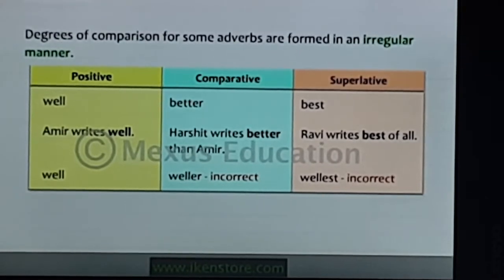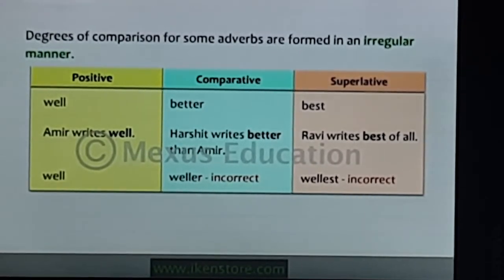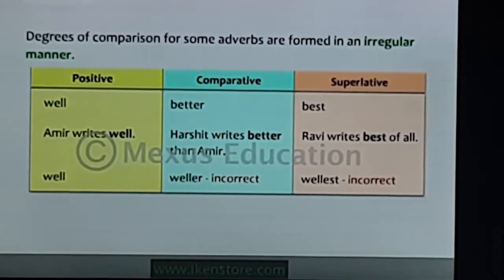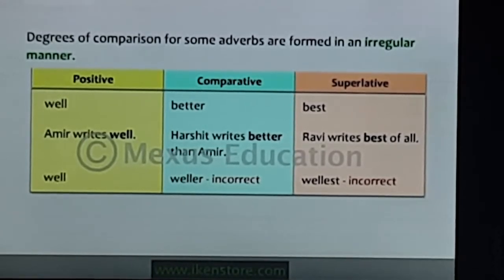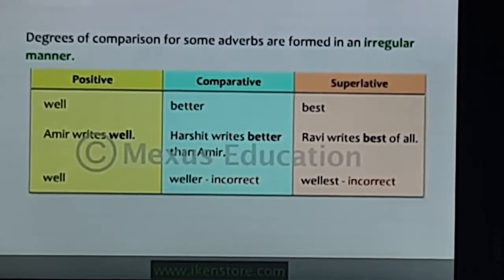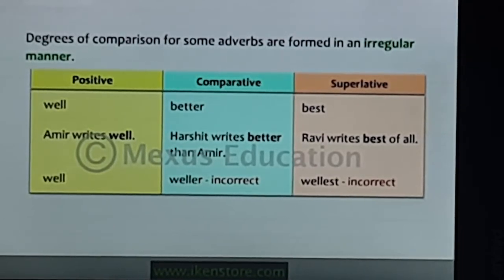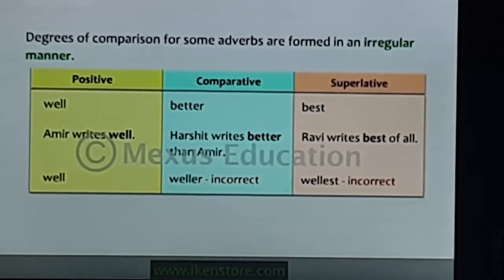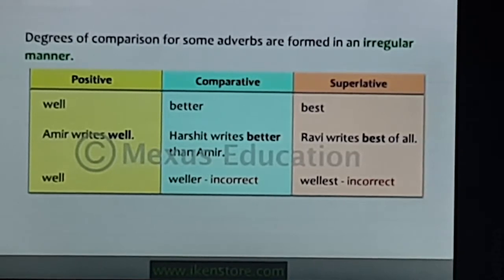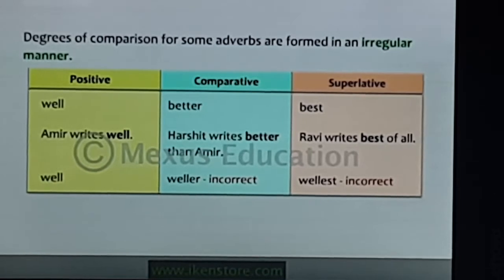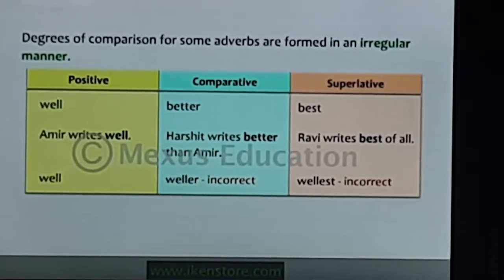Now there are some irregular adverbs which neither take er or est at the end, nor do they use more or most. So what do we do there? They change into totally different words. Like well is a positive degree of adverb. It changes into better in the comparative degree, and to best in the superlative degree.